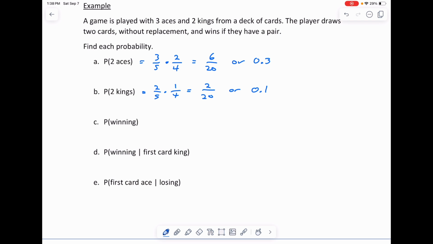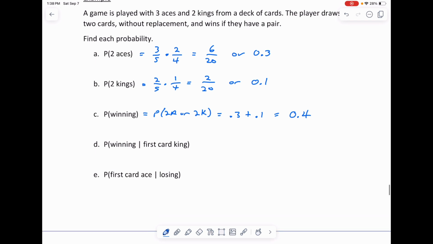All right, probability of winning. Well, that's just really asking what is the probability then of getting 2 aces or 2 kings. Well, we just found that, right? And because it's "or," we're adding, so the probability of 2 aces is 0.3. The probability of 2 kings is 0.1. So our probability is 0.4, or 40%. So you've got a 40% chance of winning this game that we're playing here.